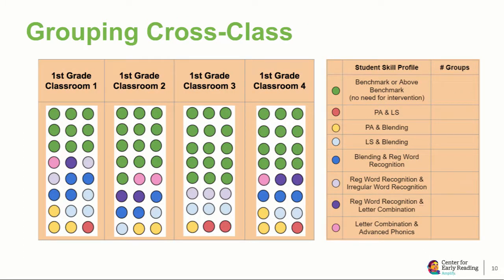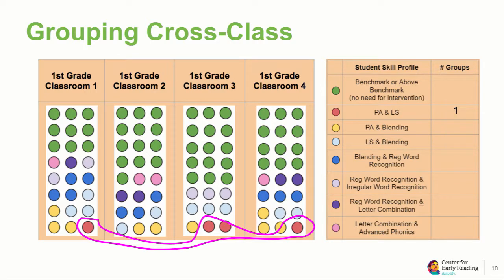Now, if we were to group cross-class, here is an example of what we might do. We would look for students who have the same needs across the 4 classrooms. Let's start with students who need phonological awareness and letter sound. Those are the red dots. There is 1 student in classroom 1, 2 in classroom 3, and 1 in classroom 4. Those 4 students can be in the same group.